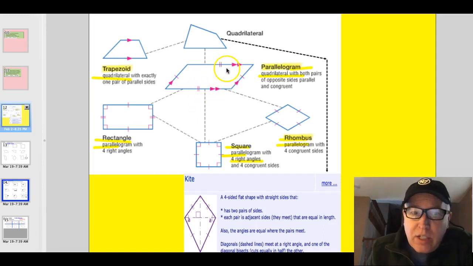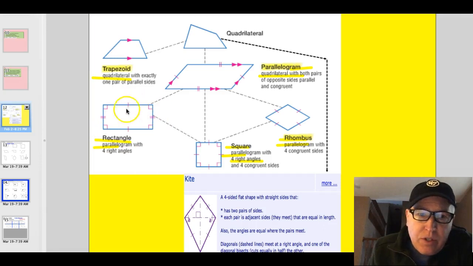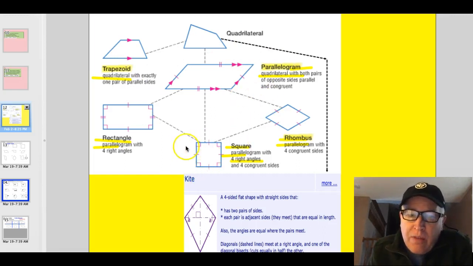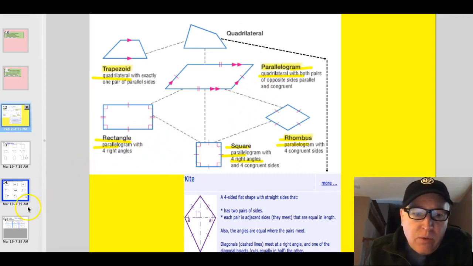So if that's the case, then you can move various directions. If you've got 4 right angles, then that is a rectangle. If you have 4 right angles and 4 congruent sides, that is a square. If it's a parallelogram that just has congruent sides, then that is a rhombus. So make sure you've got this down and ready to review.